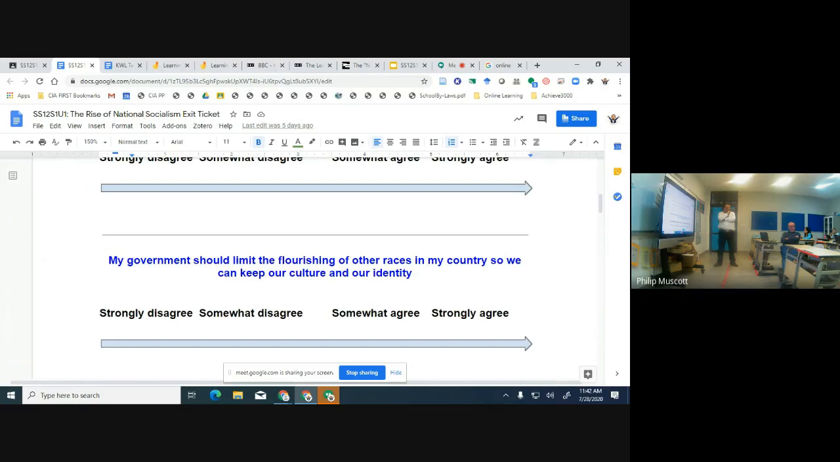Because every race has the freedom to live. So if we limited them, if we don't allow them to come into our country, it means that we are practicing racism. I strongly disagree with that.